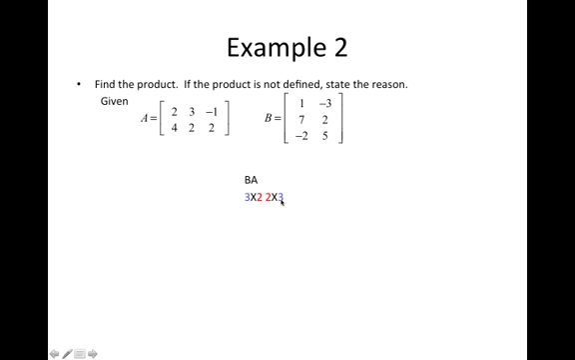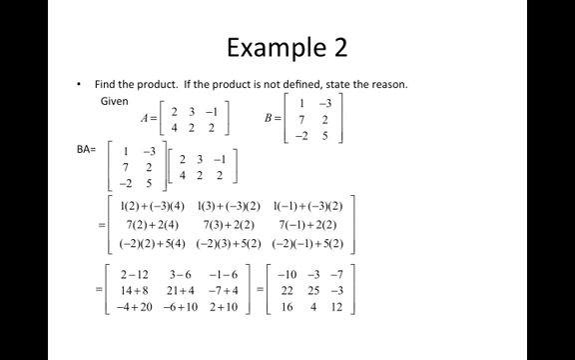Now the outside two numbers tell us that we're going to end up with a 3 by 3 matrix this time. So obviously order matters with multiplying matrices, because AB was a 2 by 2 matrix, and BA is going to be a 3 by 3 matrix. So they're not going to be the same.